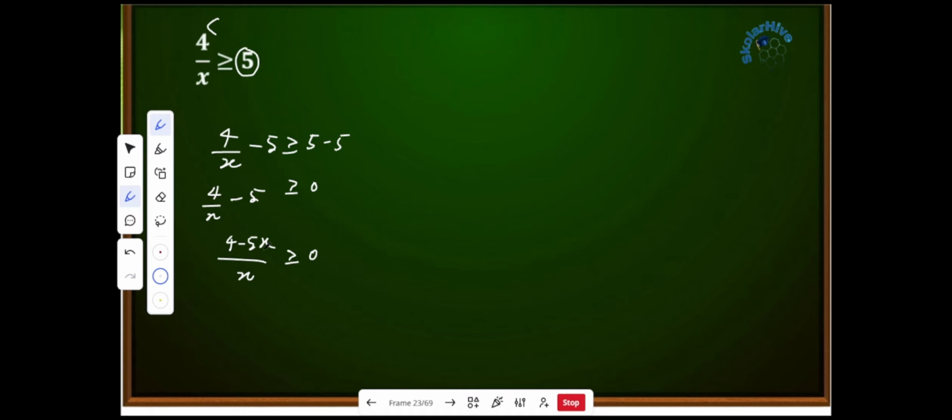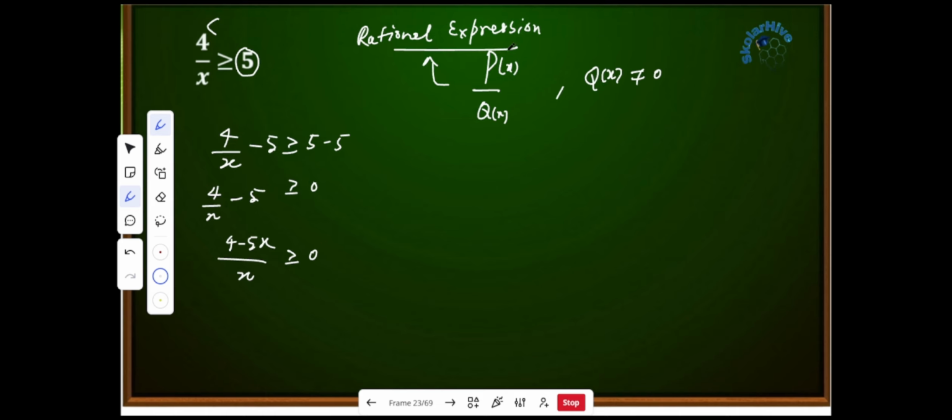Now we got over here an expression of P upon Q form. Any expression of this format, P upon Q form, where P(x) is a polynomial and Q(x) is also a polynomial, but this denominator Q(x) should not be 0, this type of expression we call a rational expression.